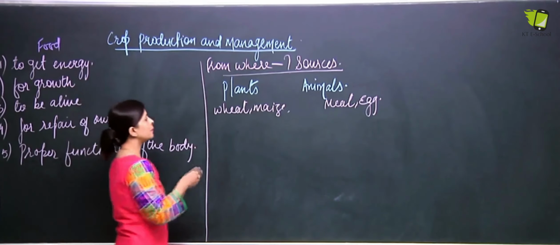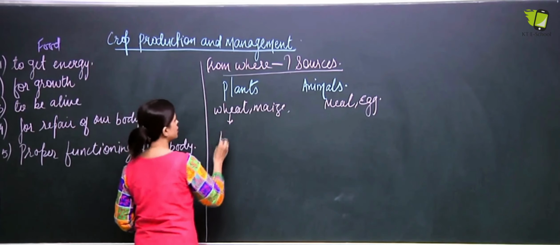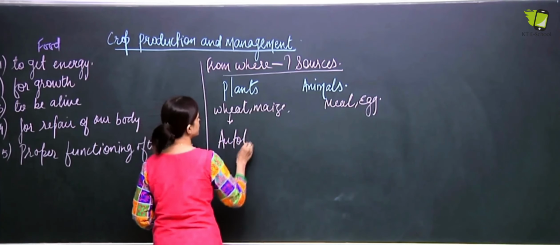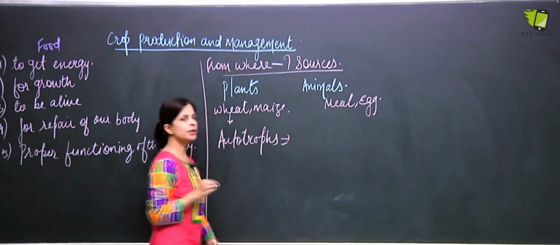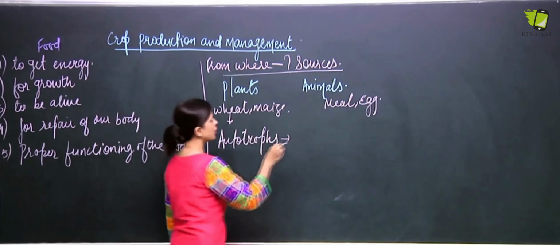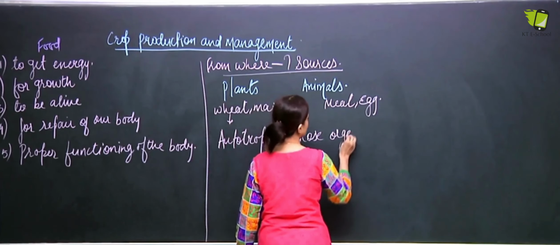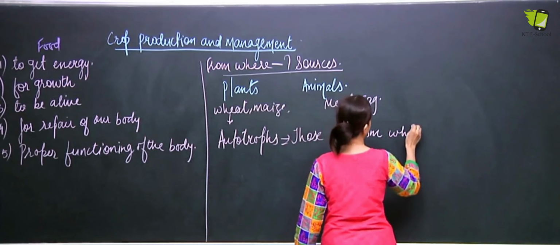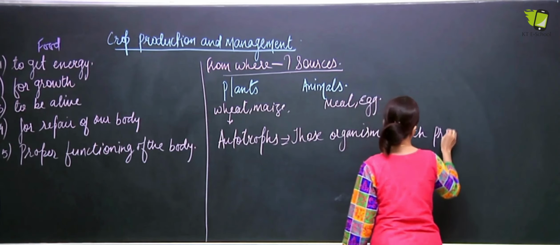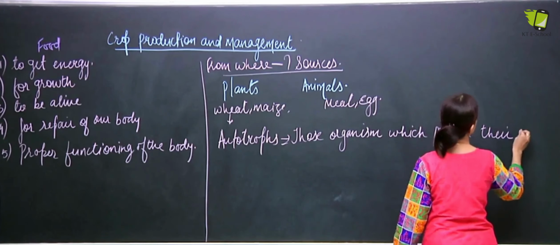Plants are the ones which prepare their own food, and so these are known as autotrophs. Now what's the meaning of autotrophs? Those organisms which prepare their own food.